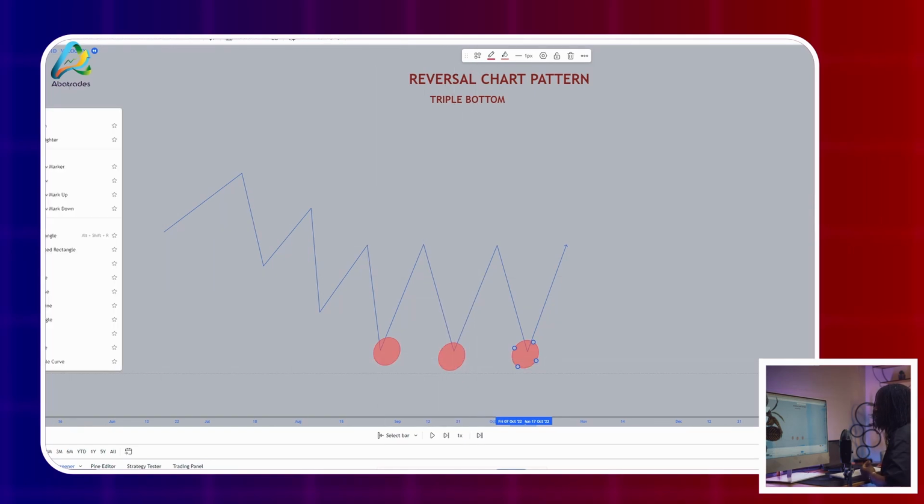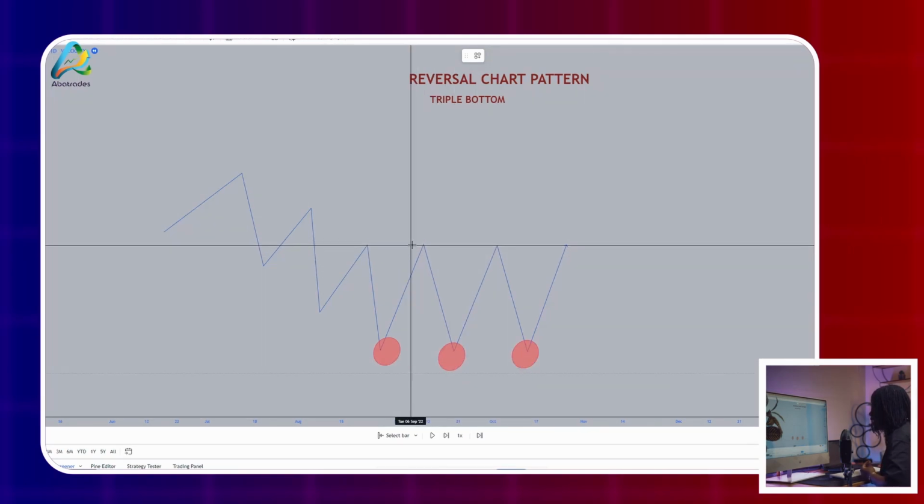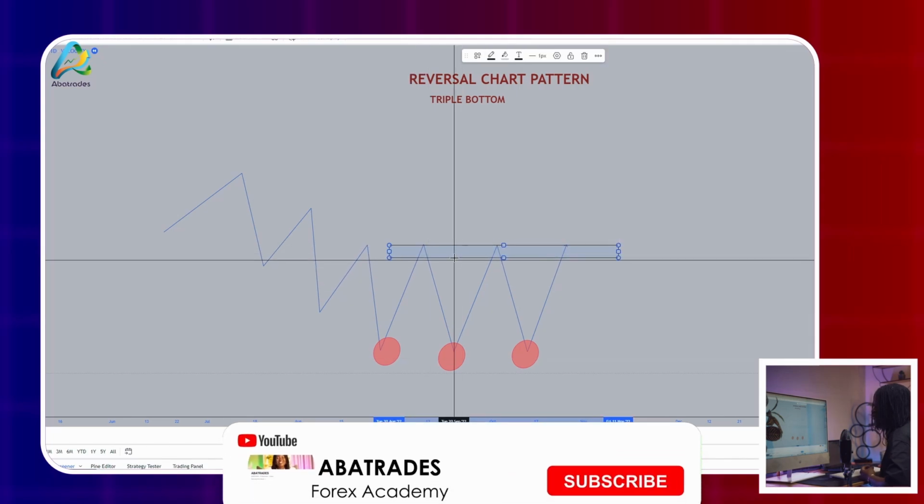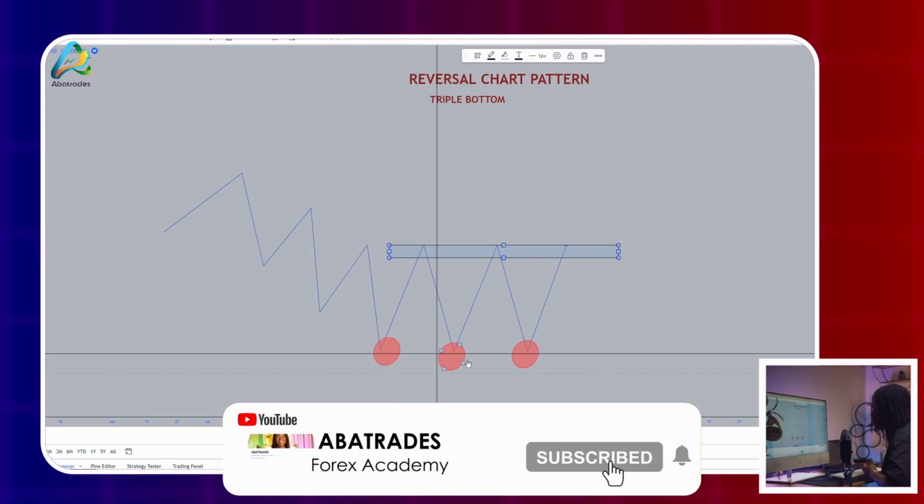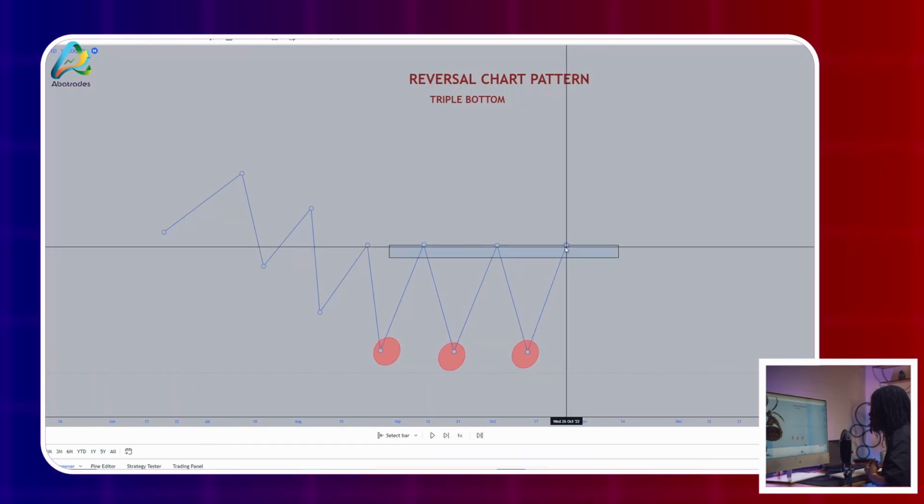Now we can see that this level right here is our neckline. Because the market hasn't broken this neckline, we can't confirm that the triple bottom is valid. We need to wait for a breakout of this level here before we can confirm that indeed we are ready for a bullish reversal, or that the triple bottom has been confirmed and is valid. I hope you understand.